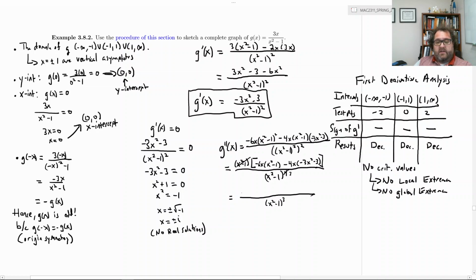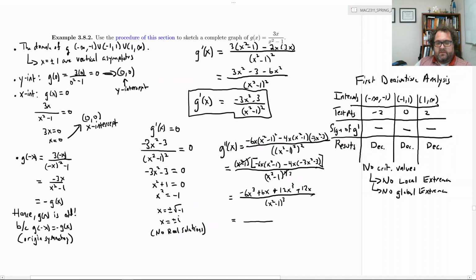Oh, we have what? Negative 6x times x squared. That's negative 6x cubed. Then that's plus 6x. And then we have minus 4x times minus 3x squared. That's going to be plus 12x cubed. And then we have what? A minus 3 times minus 4x, so plus 12x. Okay?